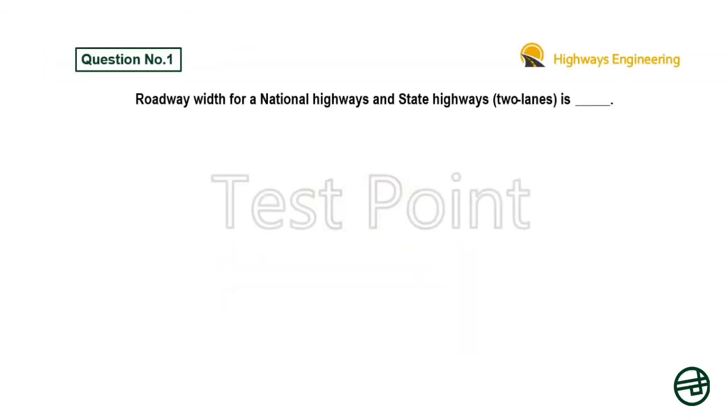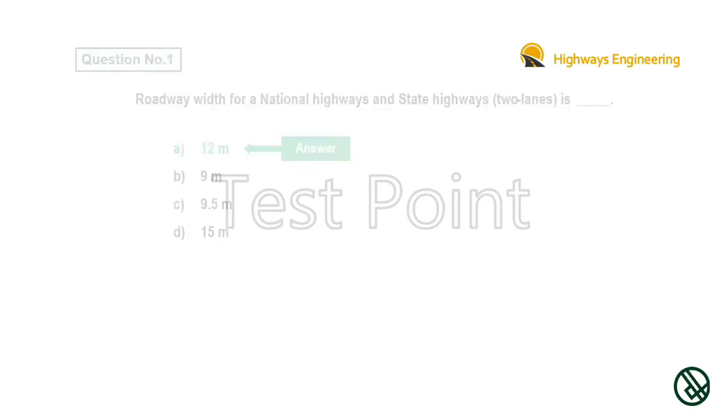Roadway width for a national highways and state highways, 2 lanes, is option A, 12 meters. Option B, 9 meters. Option C, 9.5 meters. Option D, 15 meters. Answer is option A, 12 meters.